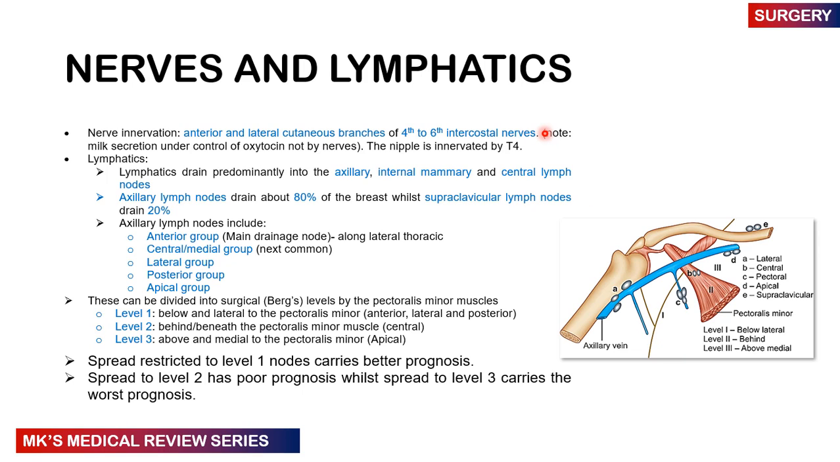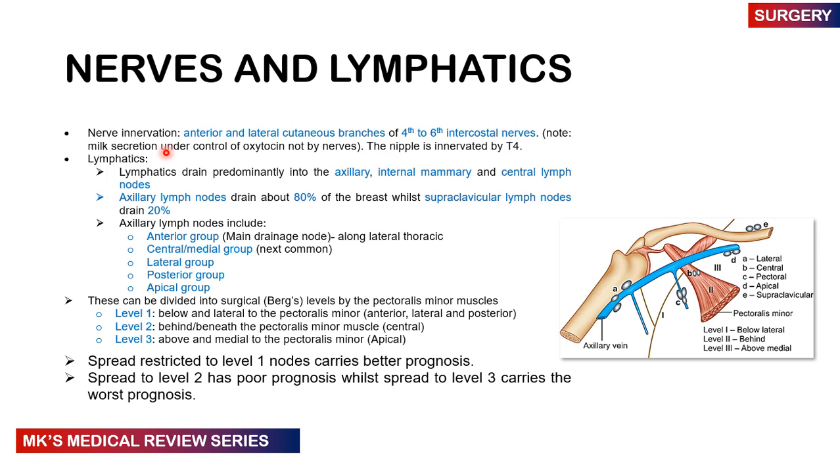Remember that the breast is going to be innervated by the anterior and the lateral cutaneous branches of the 4th to the 6th intercostal nerves. Remember that milk secretion is under the control of oxytocin, but not nerves. But there is some psychological effect of release of oxytocin from the posterior pituitary gland in relation to what the mother sees. For example, if a mother that's lactating hears a child that's crying, this will signal the posterior pituitary gland to release oxytocin. This may actually even cause the breast to release some milk. Then the nipple is going to be innervated by T4.